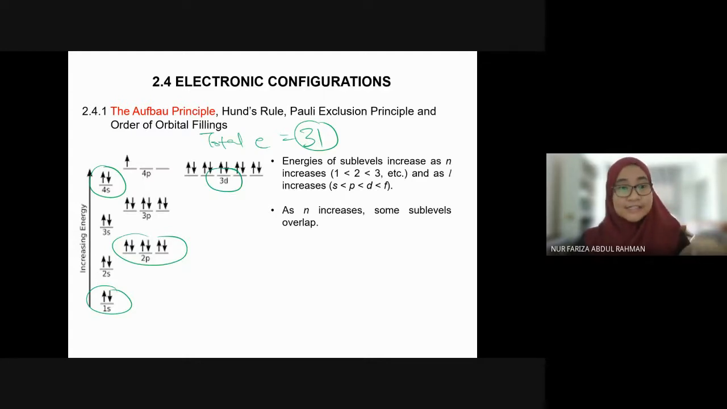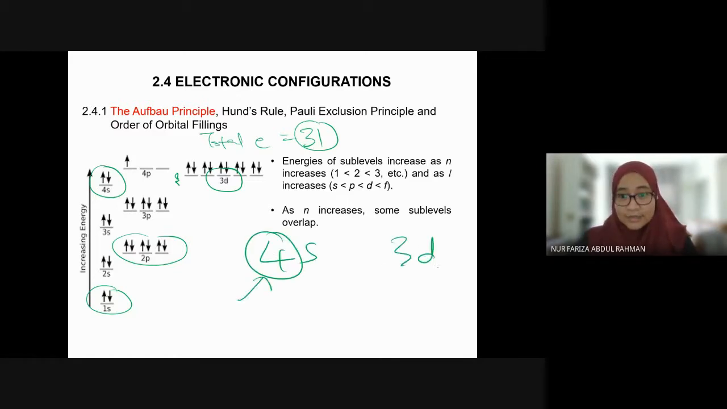Okay, as you can see, 4S has lower energy than 3D. Okay, dekat sini the energy difference is not that much, but still 4S has lower energy than the 3D. Okay, alright, even though for 4S the value of n is larger than the 3D, betul tak? The value of n for 4S is larger than the value of n for 3D.